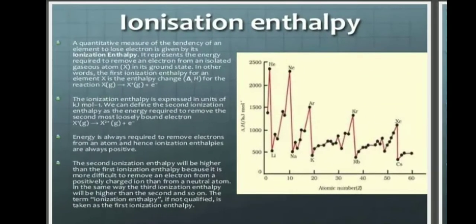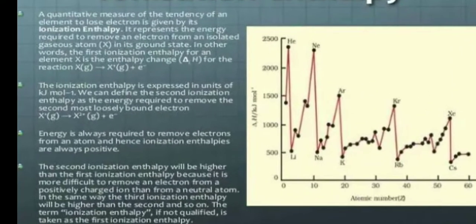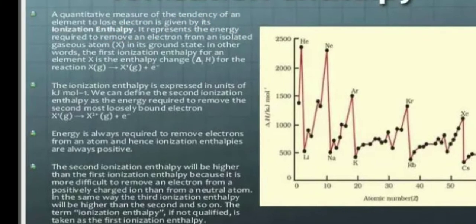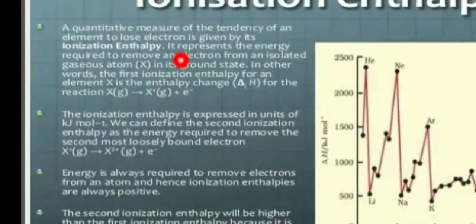Next one, ionization enthalpy. The quantitative measure of the tendency of an element to lose an electron is given by its ionization enthalpy. It represents the energy required to remove an electron from an isolated gaseous atom X in its ground state. In other words, the first ionization enthalpy for an element is the enthalpy change for the reaction X converts to X plus plus electron minus. The ionization enthalpy is expressed in units of kilojoules per mole.